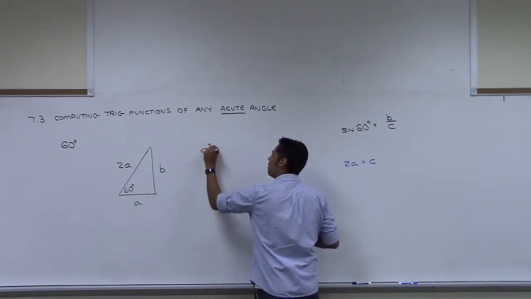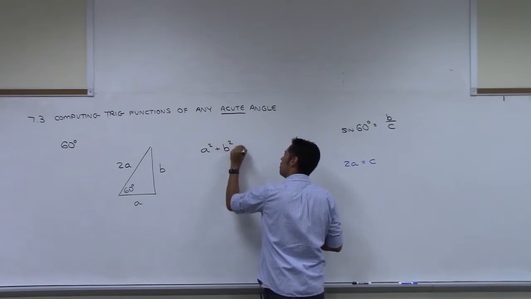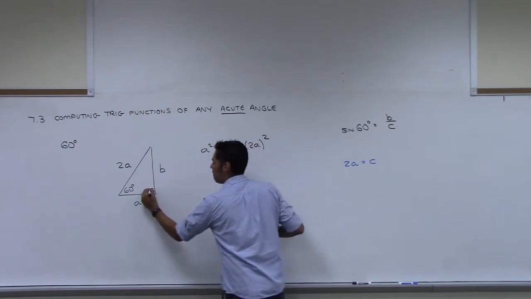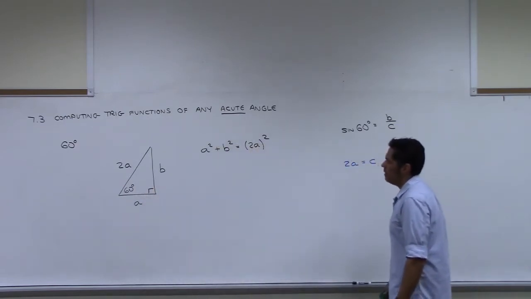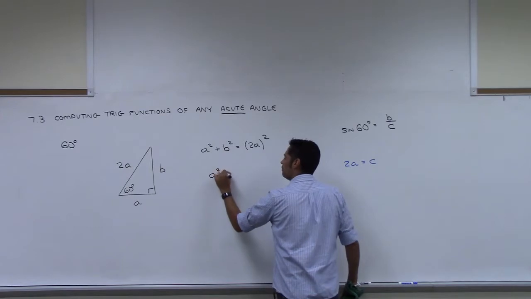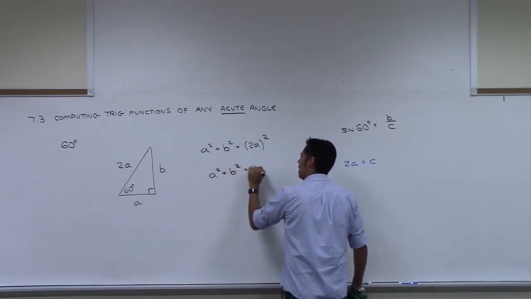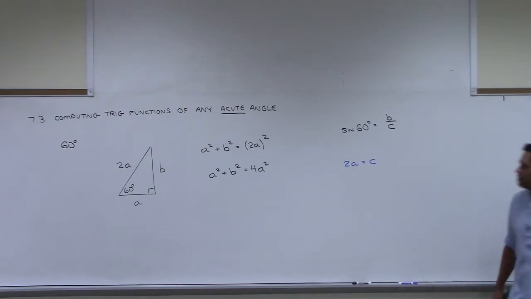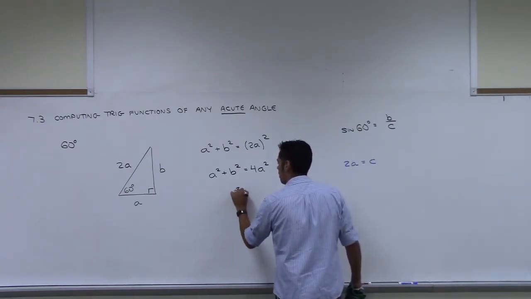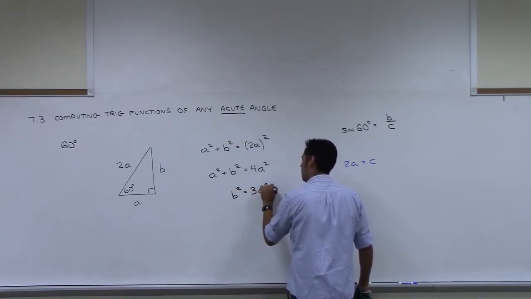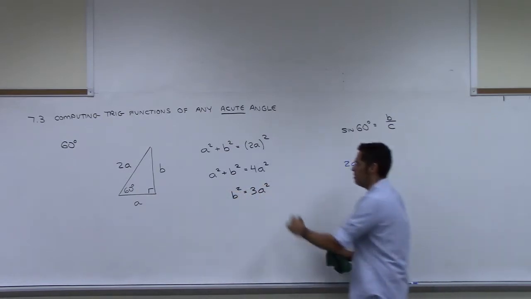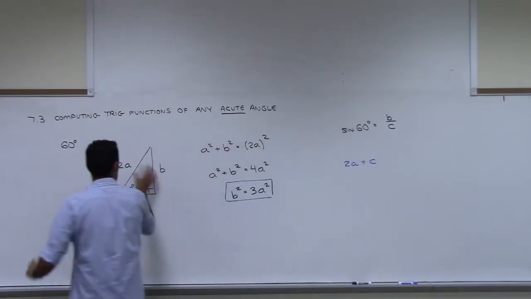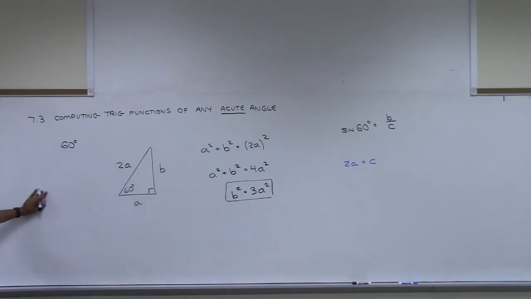A squared plus B squared equals 2A squared. Agree? And that means that A squared plus B squared equals 4A squared. And subtract A squared from both sides, and you get B squared equals 3A squared. And that is a relationship now that I can use that somehow connects these sides together.